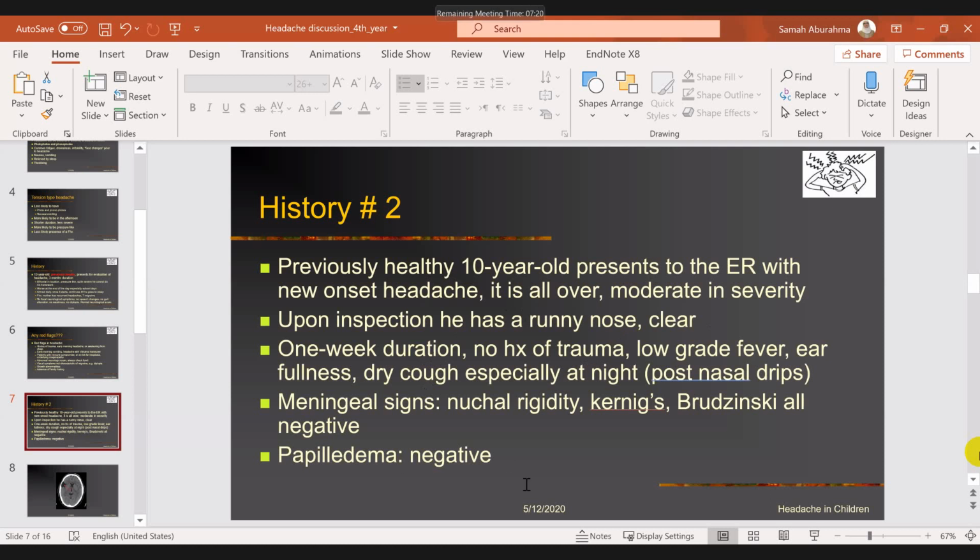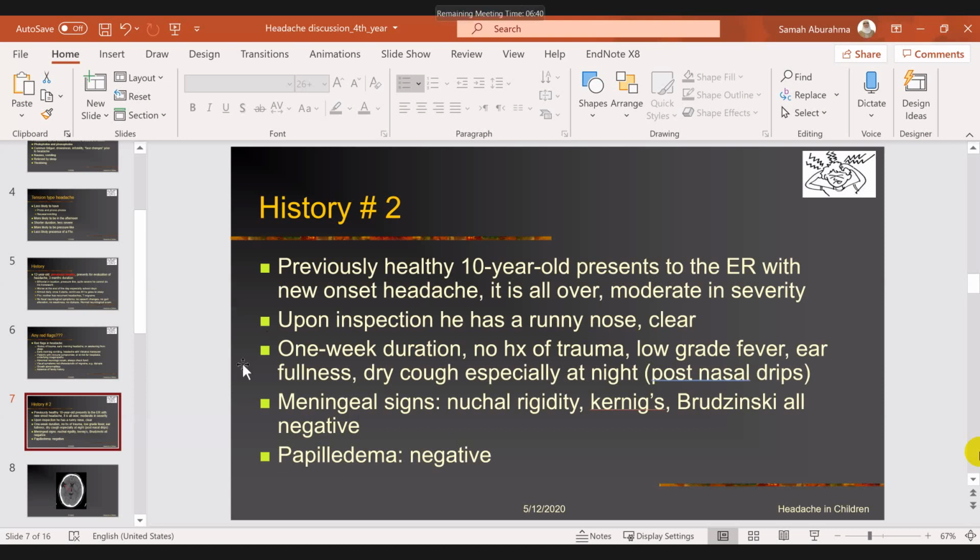What is the commonest cause of secondary headache in children in the emergency department? Actually, it is an upper respiratory tract infection. So in the emergency department, the commonest cause of acute headache in children is an upper respiratory tract infection. And as you can see, the child does have a dry cough, a runny nose, a low-grade fever, and no alarming signals. When we looked for meningeal signs, no papilledema, no vomiting, no morning headache, all of the red flags that we talked about are negative.